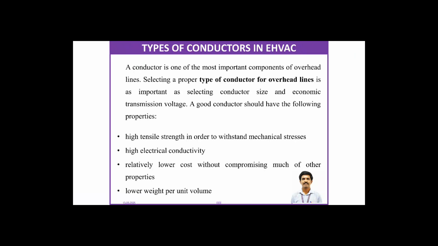Types of conductor in HVAC. A conductor is one of the most important components of an overhead line. Selecting a proper type of conductor for an overhead line is as important as selecting conductor size and economic transmission voltage. A very good conductor should have properties like high tensile strength in order to withstand mechanical stress, high electrical conductivity, relatively lower cost without compromising much on other properties, and lower weight per unit volume.